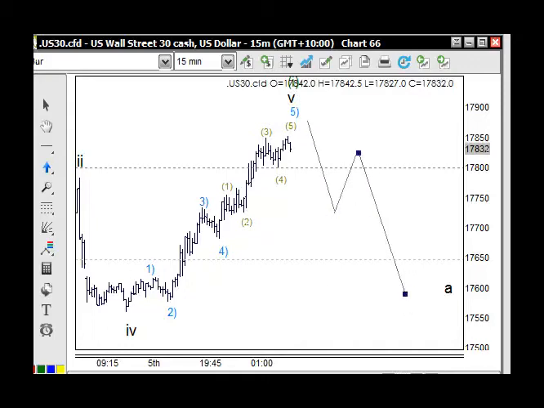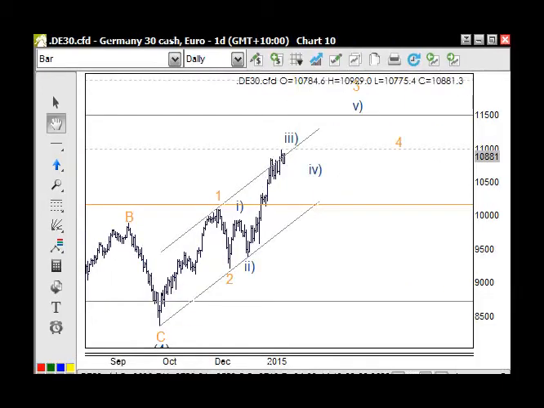The DAX daily chart, looking for the top of the third wave here, very much like the Australian market really, and so 11,000.